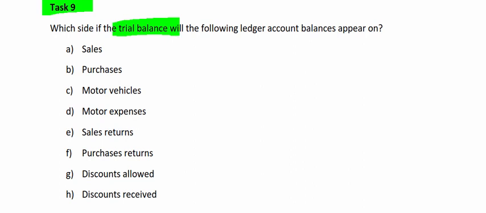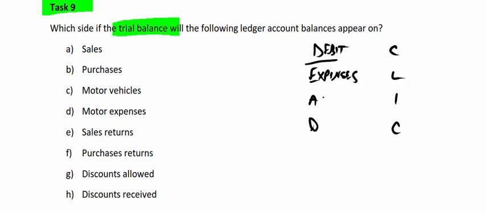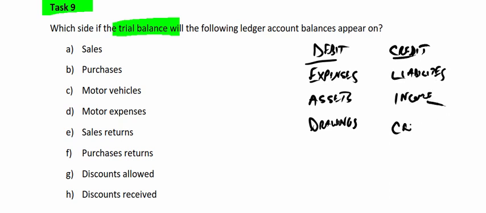And this is where I always use my little mnemonic of DEAD CLIC to remember which side of the trial balance they will sit. So the DEAD is that debits can represent expenses, assets, or drawings, whereas the credit side can represent liabilities, income, or capital.